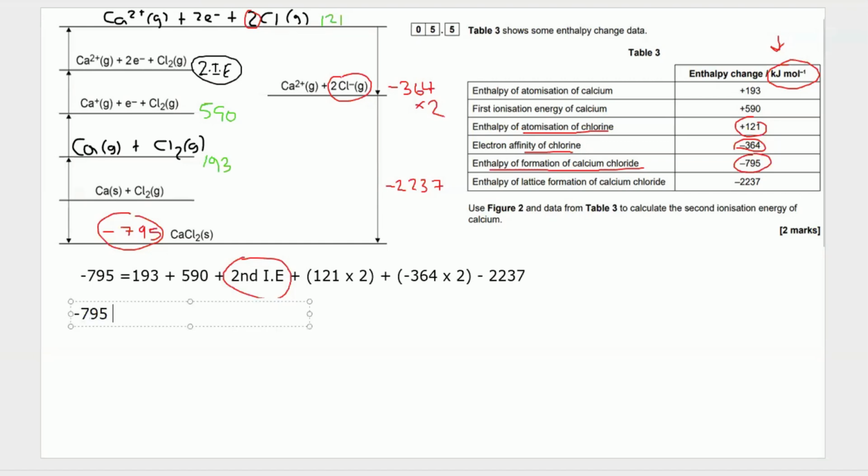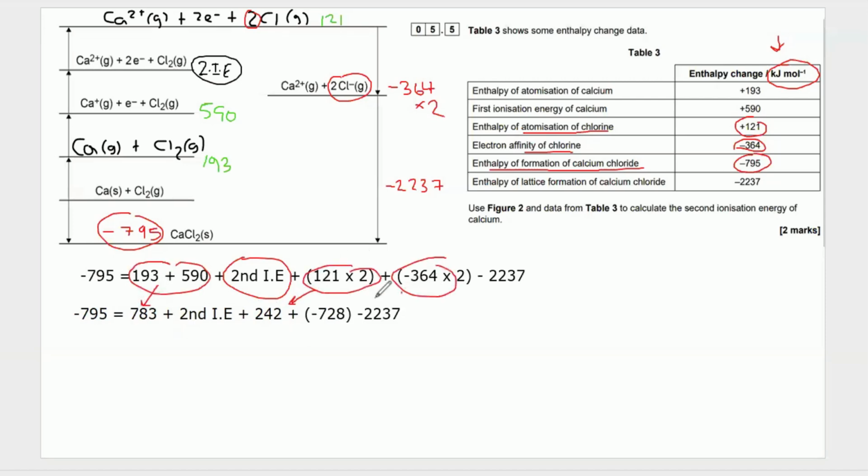Now, why am I timesing 121 by 2? That's because there's a coefficient of 2 in front of the chlorine, and then plus minus 364 times 2. Why am I doing times 2? Because there are 2 chloride ions, and remember, it's per mole. I've circled that in red on the data table. And then minus 2237. All we need to do now is simplify to work out what the second ionization energy is.